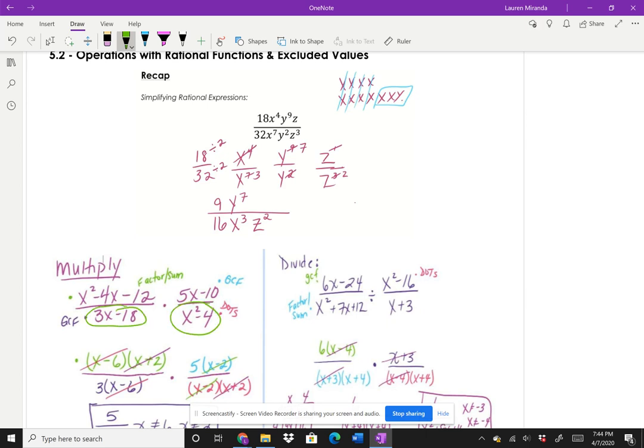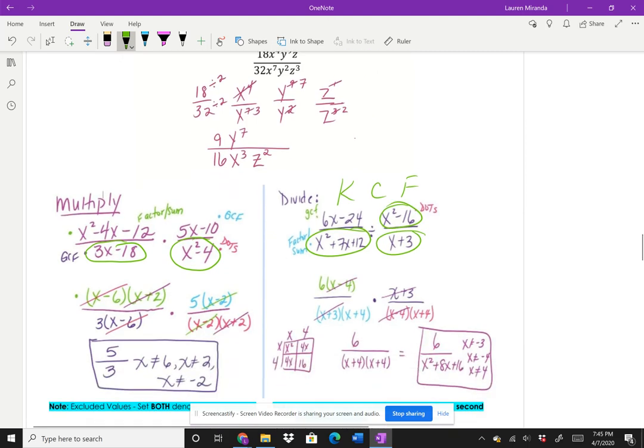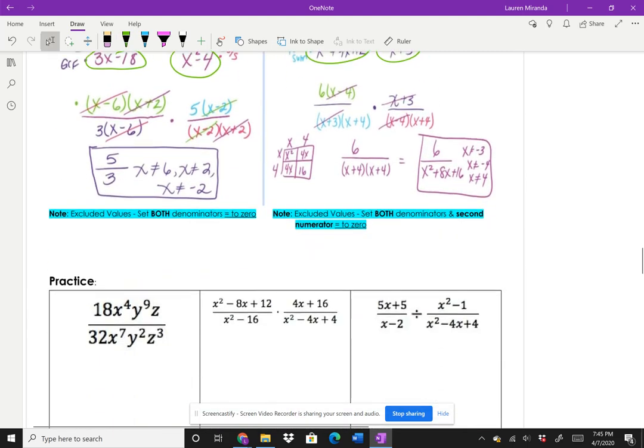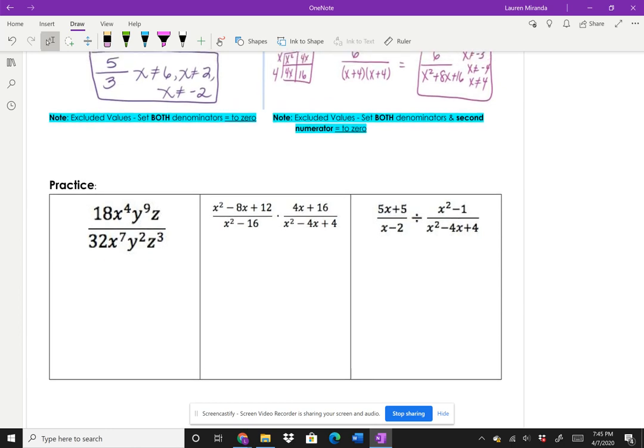And your excluded values when you divide, remember you keep, change, flip. And they come from both denominators and the numerator of your second fraction. Okay? All right, so let's simplify this first one.